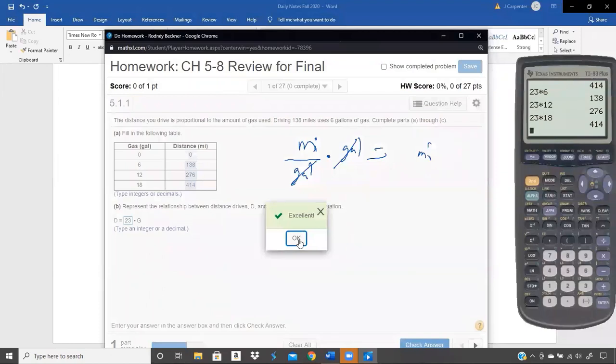And you can't say it the other way. You can't say the gallons is 23 times the distance. When you get your answer, it wouldn't make sense unless you're driving a semi with 2 billion pounds of concrete in it or something, and you're going 1 mile for every 23 gallons of gas you use. Ooh, that sounds awful.